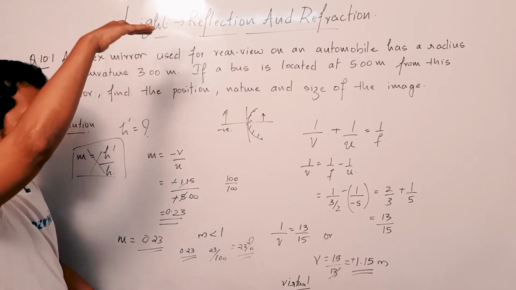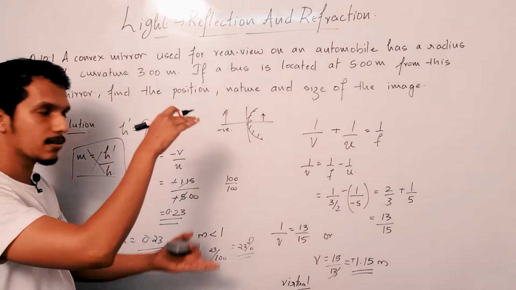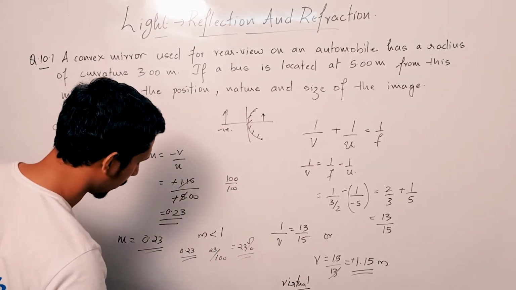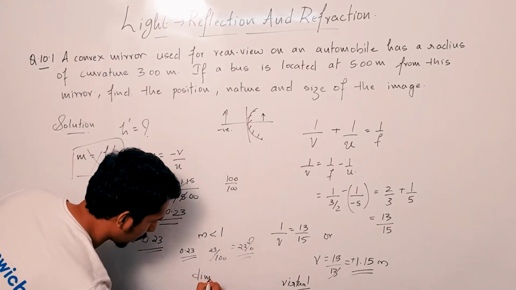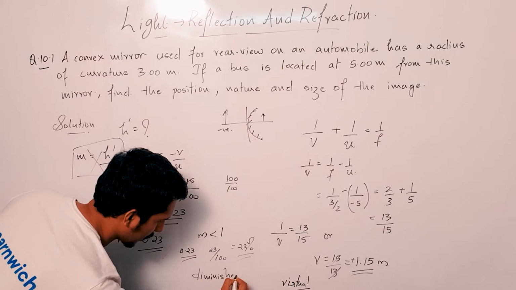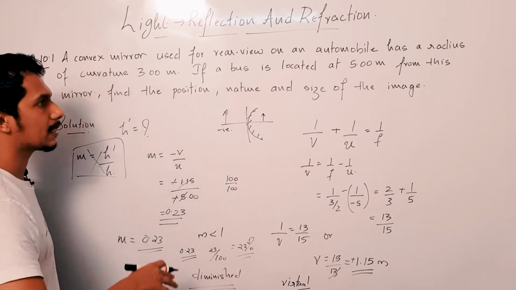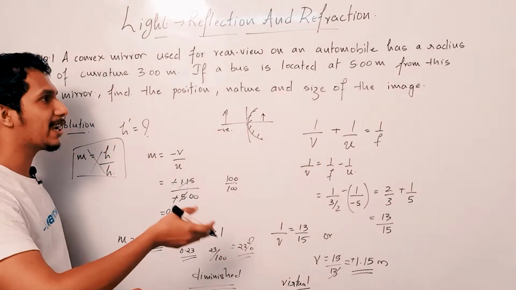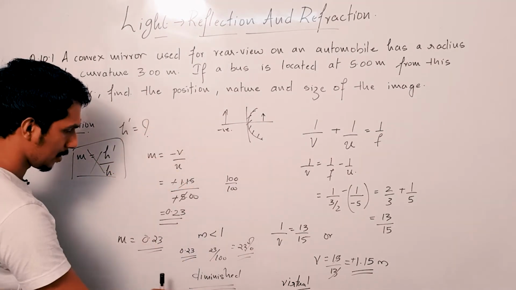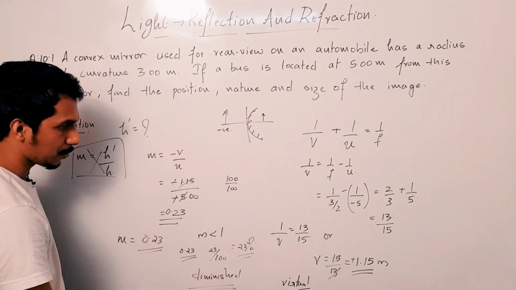the total height of the object is shown. So it is a diminished image. Obviously, because it's a bus, you can't see the bus in full size. It's a rear view mirror, so it has to be diminished. You see, the magnification here is diminished.